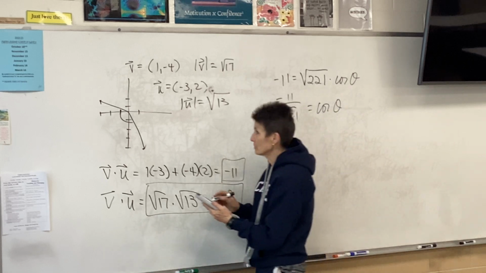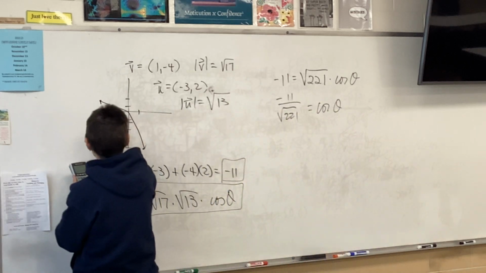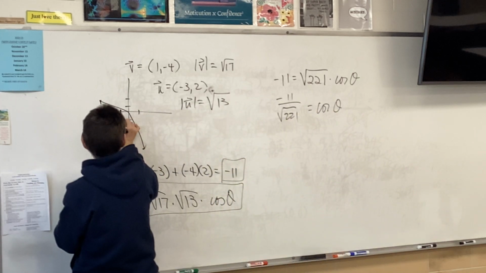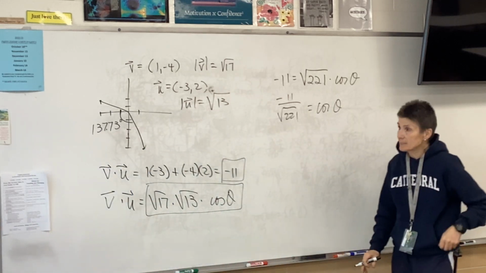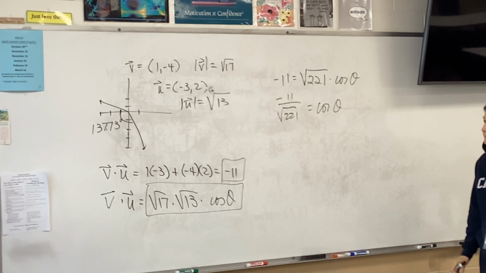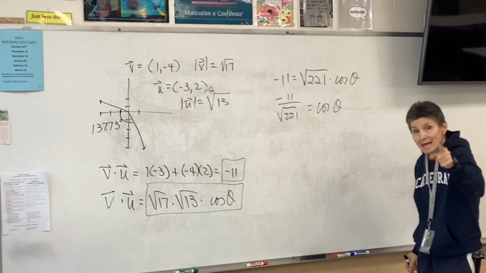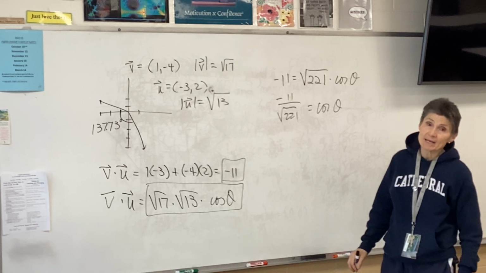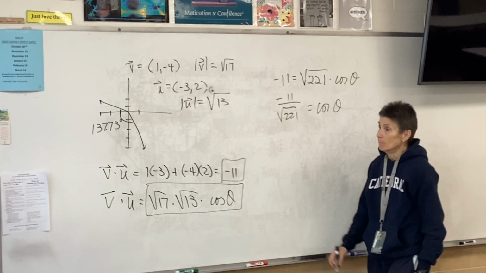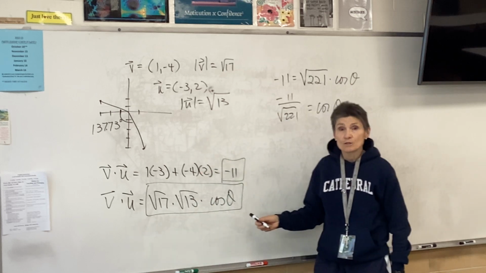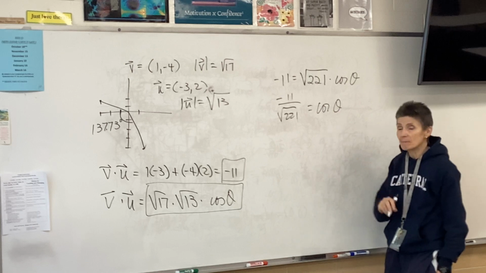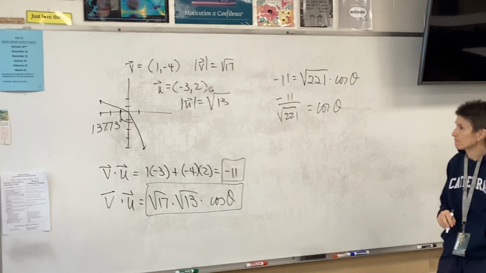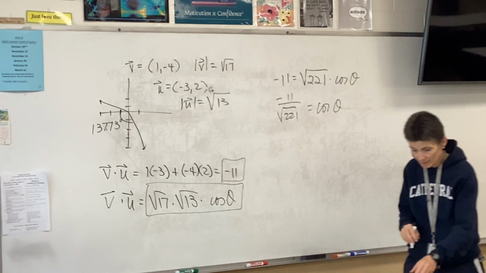I get 137.73 degrees. So the angle between those 2 vectors is 137.73. Given any 2 vectors, you can find the angle between them by using both definitions of your dot product, setting them equal, and solving. Okay, let's look at the next one.